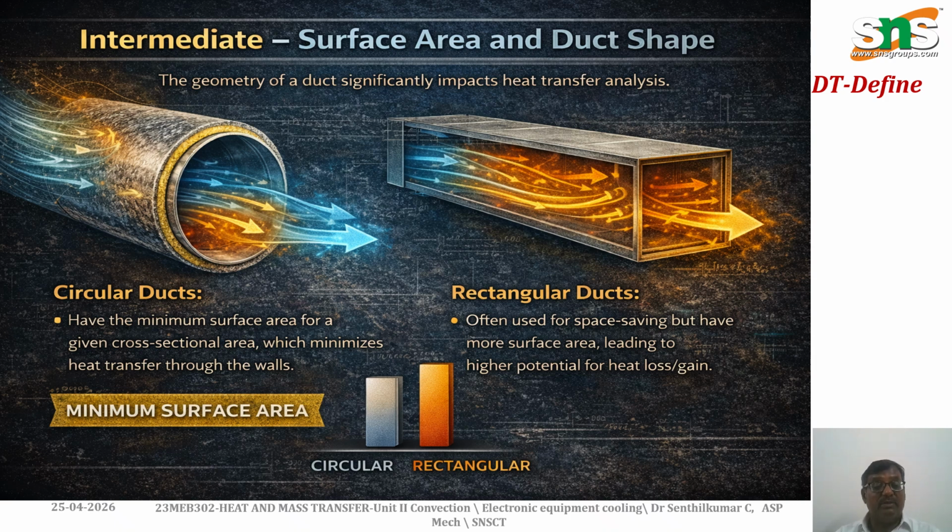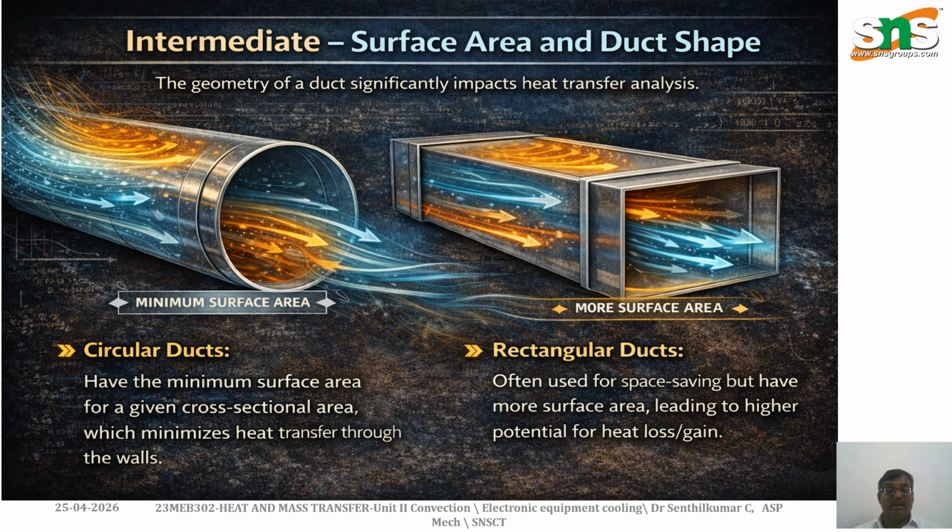The circular duct has the minimum surface area for a given cross-sectional area, which minimizes heat transfer through the wall, whereas the rectangular duct, often used where space is limited, has more surface area, leading to high potential for heat loss or gain. So the minimal surface area is in the circular case; in the rectangular case we get more surface area. So we go to the next concept to elaborate. Here, on intermediate surface area, the circular duct has minimum surface area, and the rectangular duct is often used for space but has more surface area.